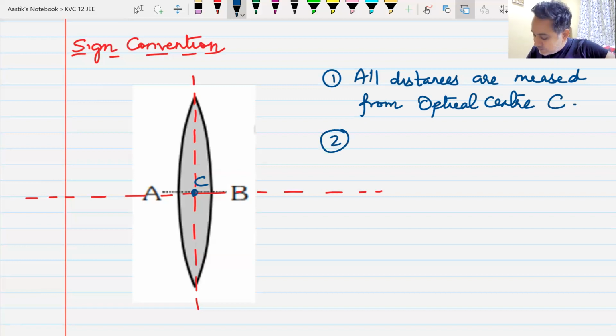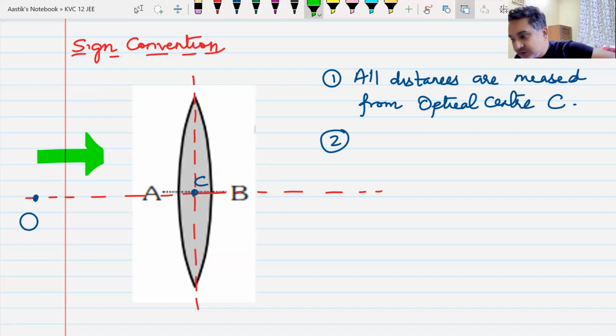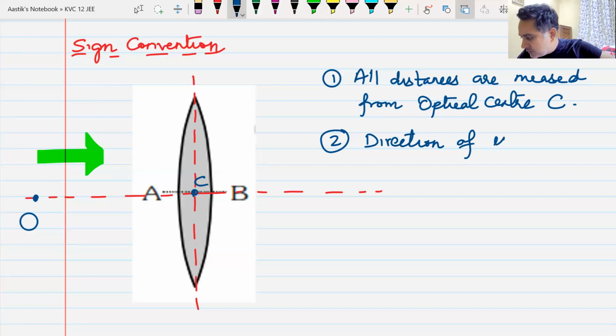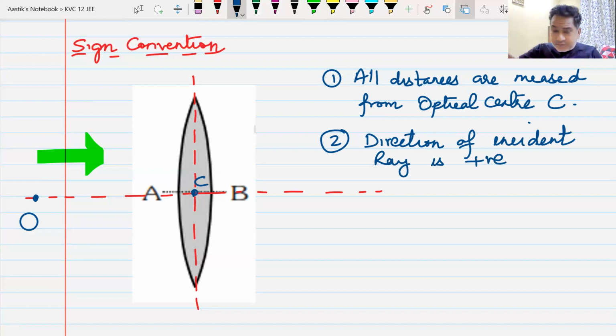Now let us assume that the object is here. So my incident light is coming like this. What would be the next sign convention? Which direction is treated as positive? Direction of incident rays. The direction of incident ray is taken as positive. That means in this case, everything on the right of C is positive, everything on the left of C is negative. Do you understand this?